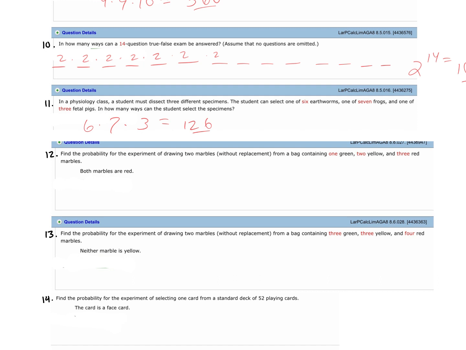Overlapping means a face card that's also black, or a red that's also a 2, something like that. You have to be able to see that in your mind. That's very important, okay? So make sure you guys are looking at that.